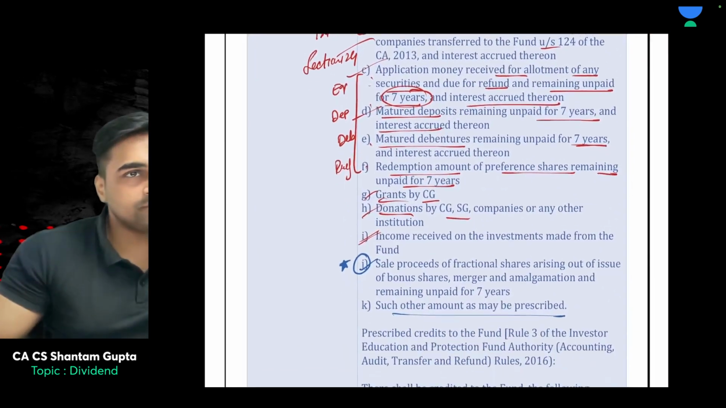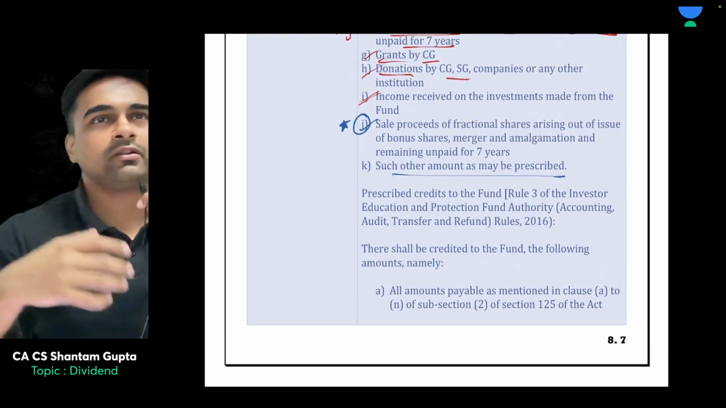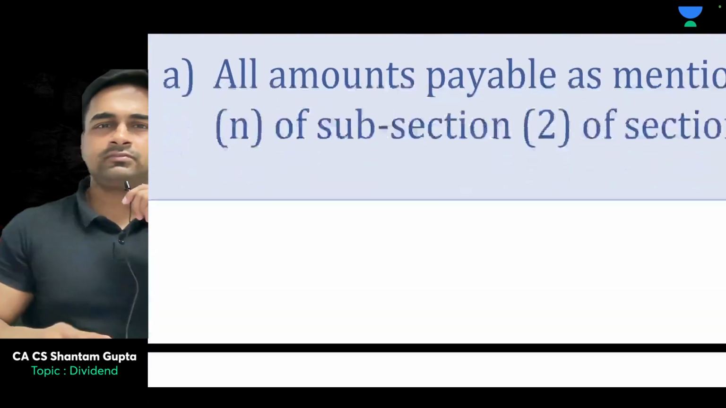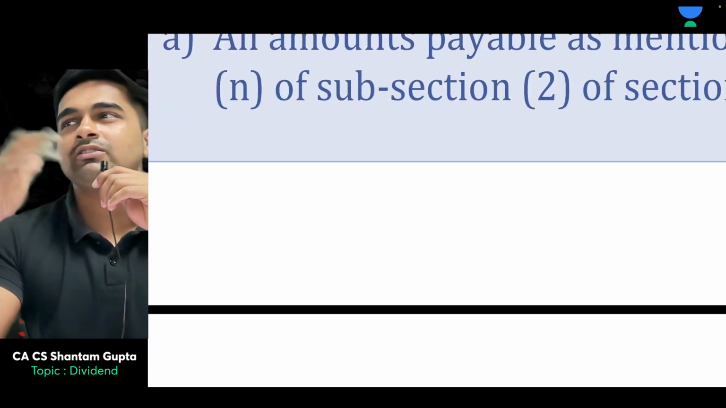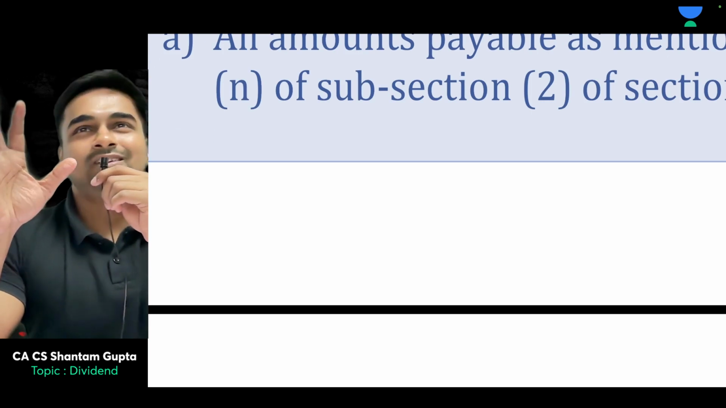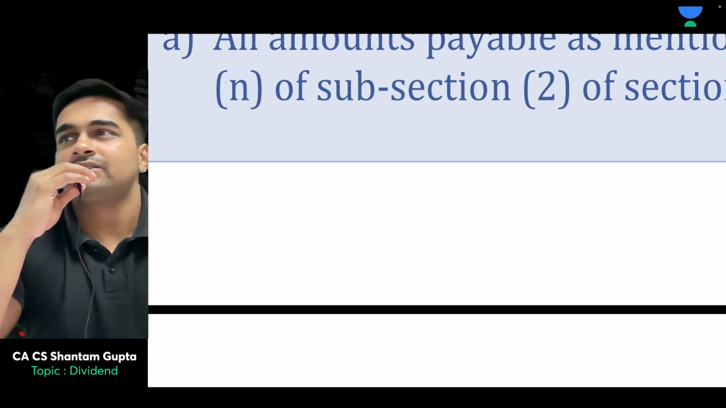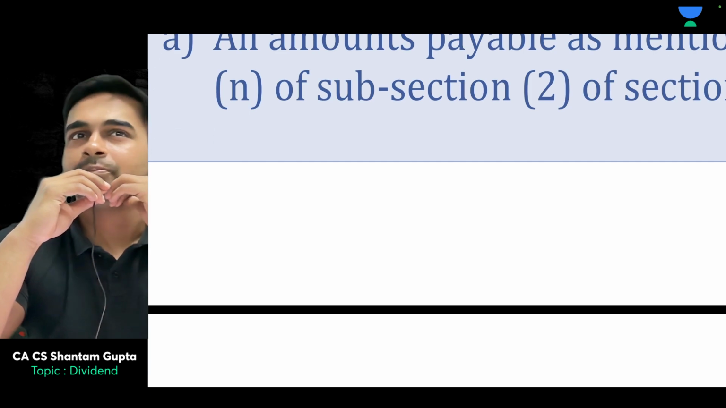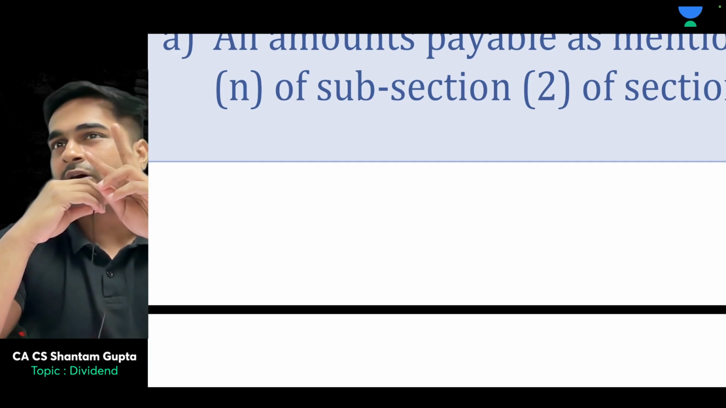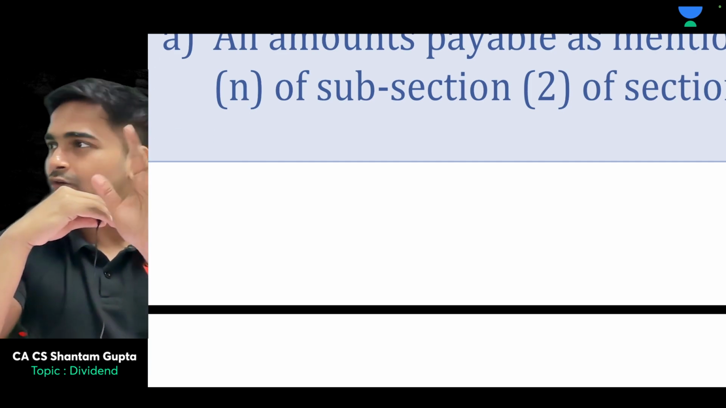Guys, done. Okay. Let's see whether we remember this one. Let's take a chance. First, transfer from old Companies Act 1956 to the new Companies Act. Then one section was 124. So 124, 2 points done.